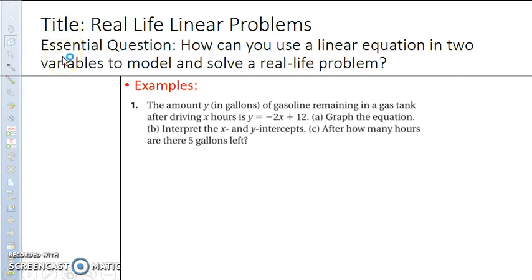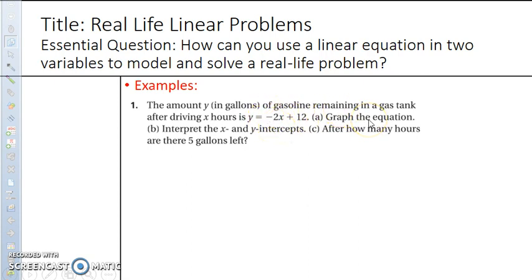down that essential question. Okay, so our first example is the amount Y in gallons of gasoline remaining in a gas tank after driving X hours is Y equals negative 2X plus 12. Again, this is a negative 2 because the gas tank is using gasoline.